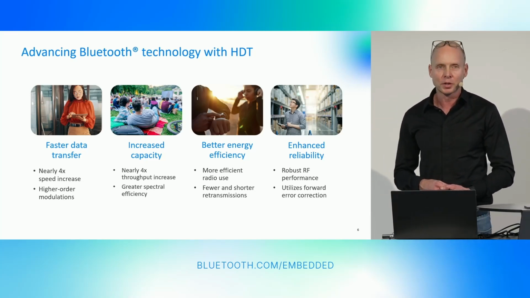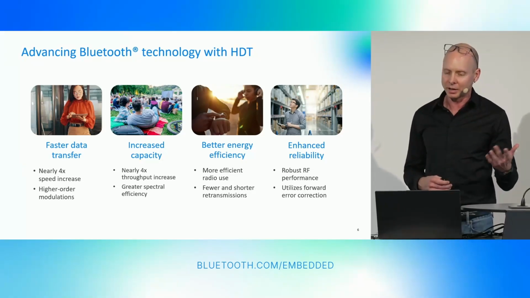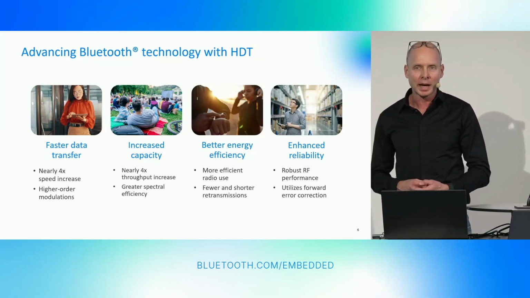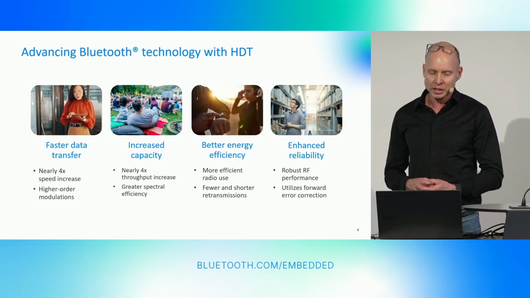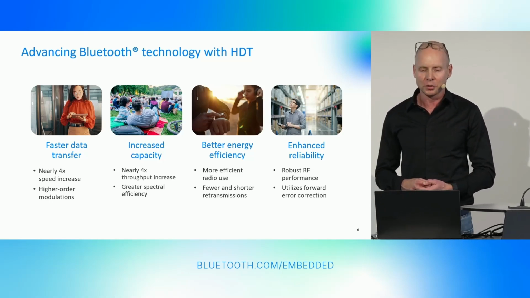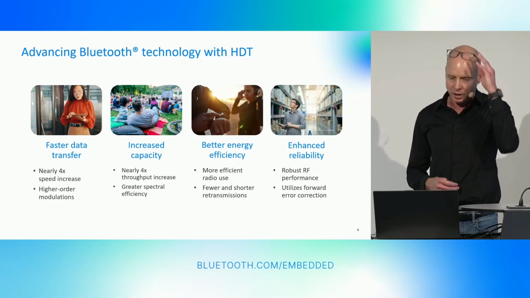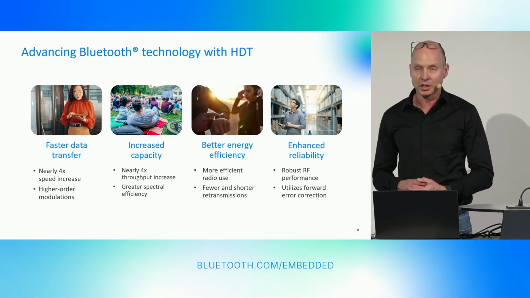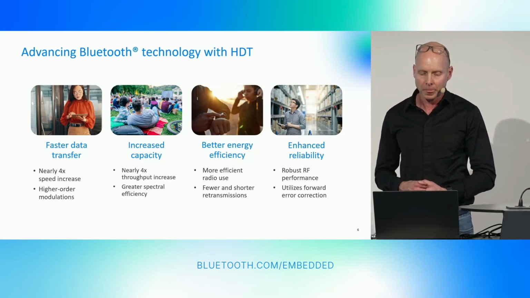HDT is going to also increase capacity, right? High data throughput, nearly 4x as well. You're going to see new packet formats, lower duty cycles, and we're going to have the ability to fit multiple lower duty cycle links in a given airtime slot. Thus, greater overall spectral efficiency is going to be achieved when you combine all of the above.